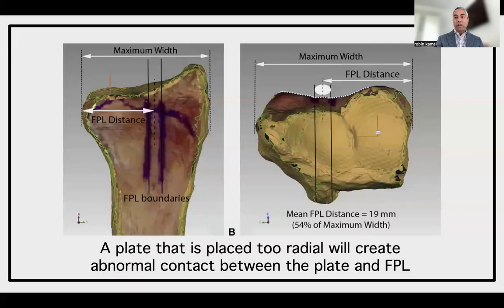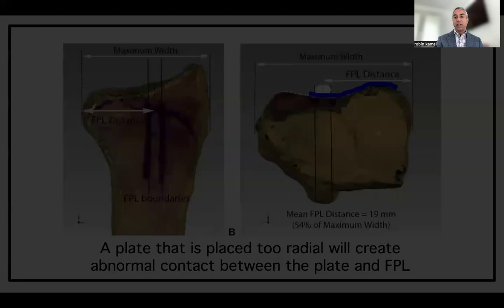And so what you focus on is when you're placing your plate, they're typically anatomic plates that are made to fit like this.